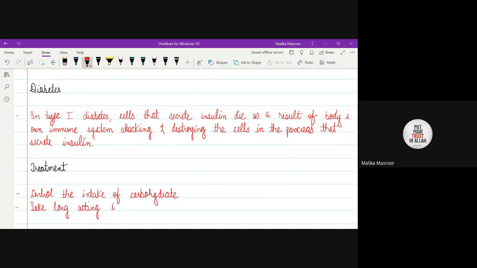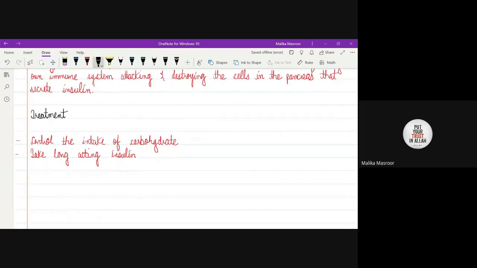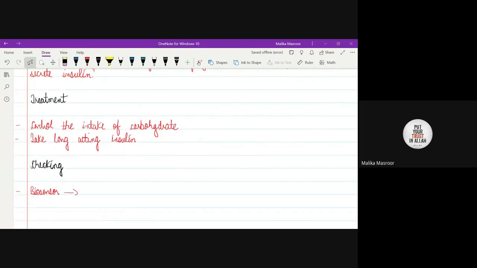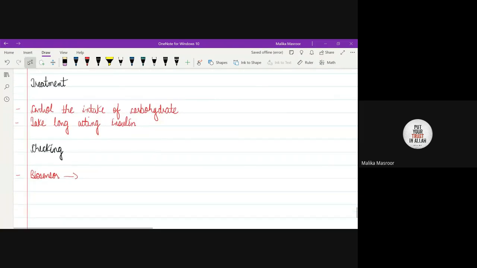And how will you check the levels of your blood glucose? Very simple. For testing, you can use a biosensor. It basically pricks your finger, takes the blood and tells the value of blood glucose. Second, you can use a dipstick test. Dipstick is a test done on urine. Obviously, labs do it.